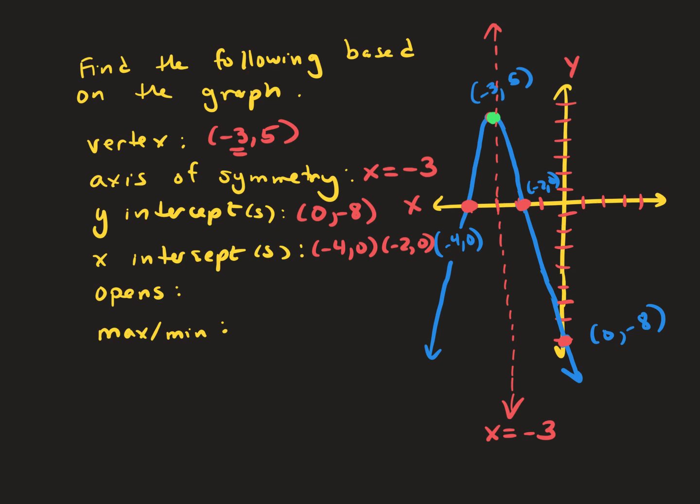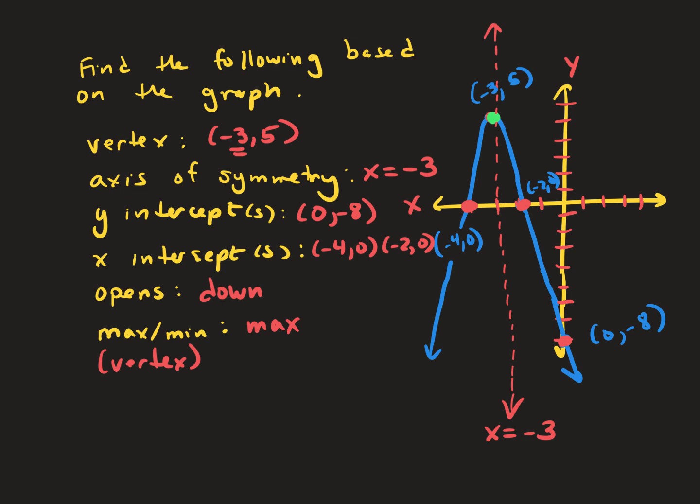Now, a lot of times we'll talk about, does this open up or down? So does the parabola open up or does it open down? Well, obviously, since it's pointing down, it opens down. And when we say max or min, it's essentially saying, is the vertex, at the vertex, does it take a maximum value or a minimum value? Is it at the very top of the hill or is it at the bottom of the hill? In this case, it is a max value. Other cases, it might be a min value.